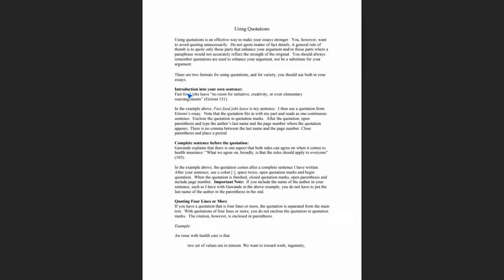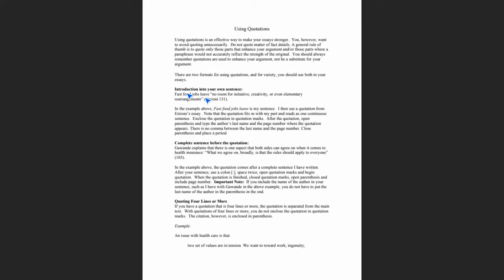So here we go again. The first thing that you want to do, one option, is to introduce the quotation into your own sentence. So look here. This is the example that I give. Fast food jobs leave, open quotes, no room for initiative, creativity, or even elementary rearrangement, end quotes. So what I've done here is I've brought the quotation into my own sentence. The fast food jobs leave is my own sentence. This part in quotation marks is from the source essay. Notice how when I combine the part from the source essay and my part, they read grammatically correct together. So it's not jarring in between the two.